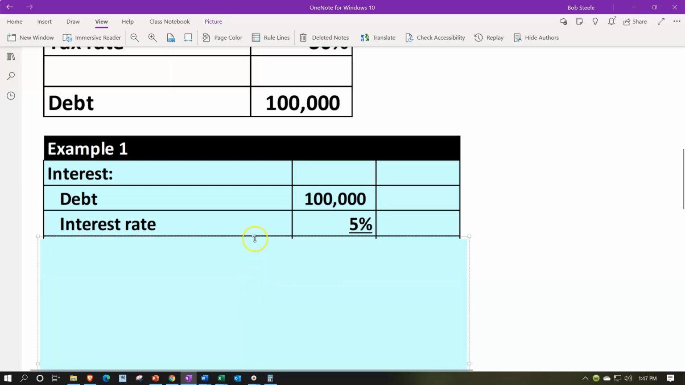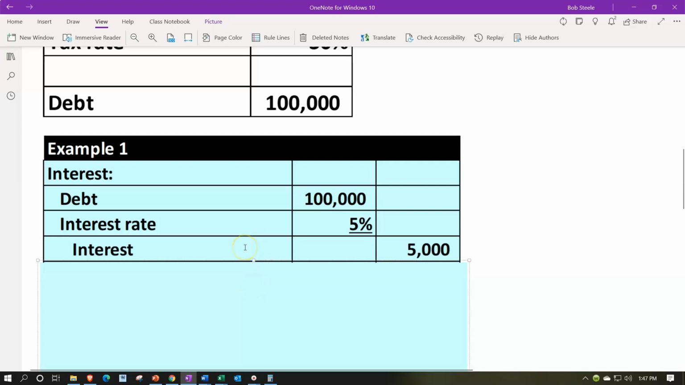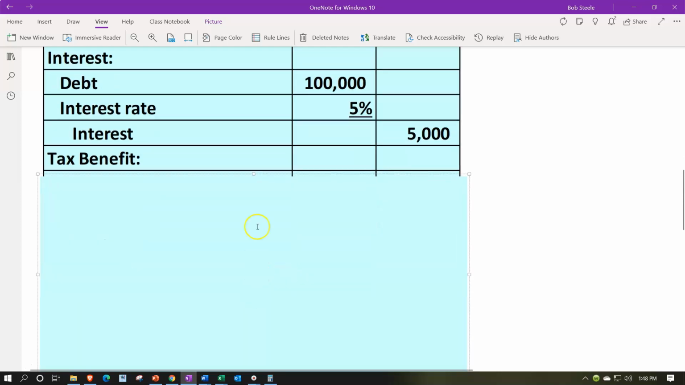If that was the case, then we would be paying interest of $5,000. That would be the normal cost that we would have, the 5,000. But then there's a tax impact. That 5,000 is going to be deductible, and therefore we're going to get a tax benefit of deducting the interest. Remember, taxes are completely backwards, and so we've got to say, all right, well, now there's a tax benefit.